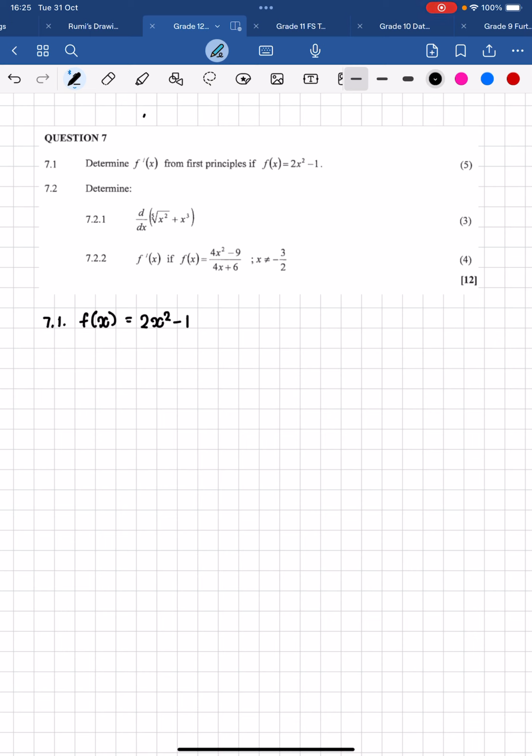This is the November 2020 question paper. I am also going to do a question from the November 2021 paper as well.